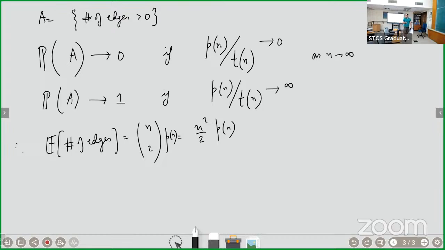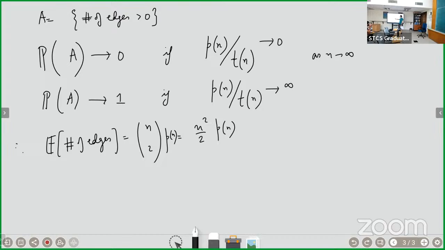So this is the usual thing you do. If you want to say what is the probability that the number of edges is greater than 0, directly use Markov inequality. That's one way of doing it. But then what is it telling you about P of n? If n square by 2 times P of n is the expectation, then P of n should become constant at least. Otherwise, this is always going to go to.